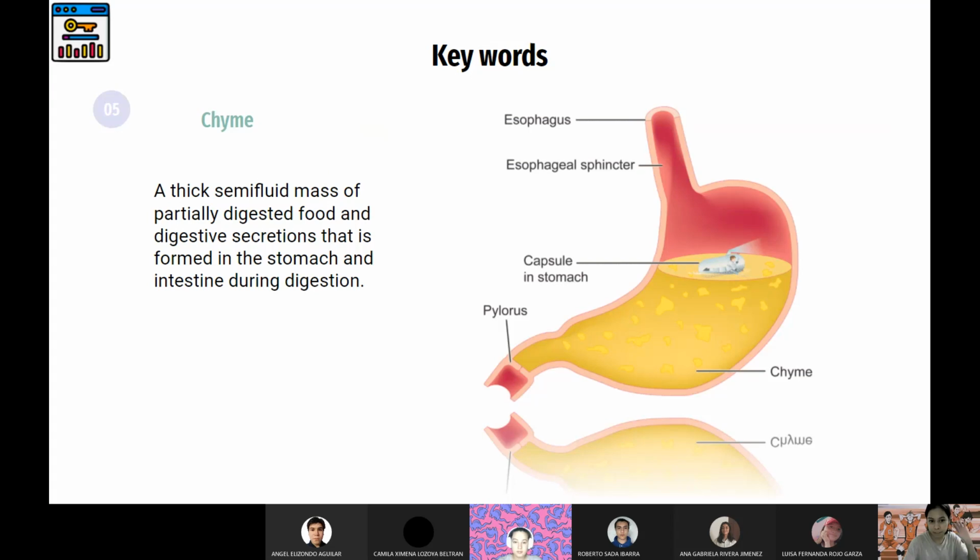We continue with the keywords with the C. Chyme. A thick semi-fluid mass of partly digested food and digestive secretions that is formed in the stomach and small intestine during digestion.